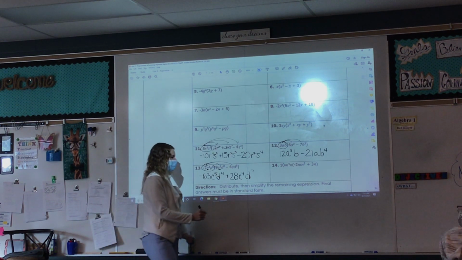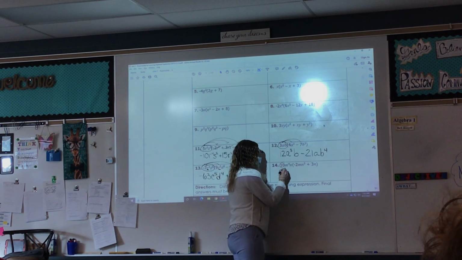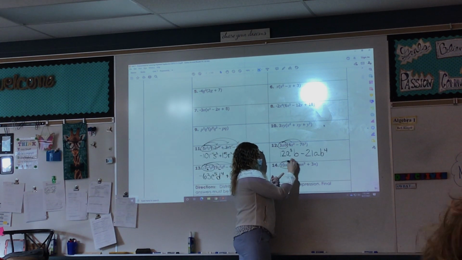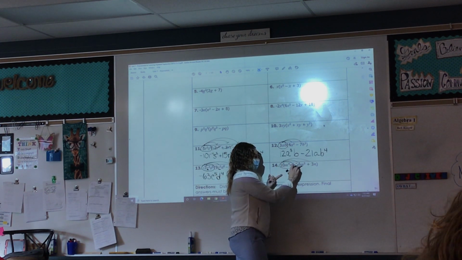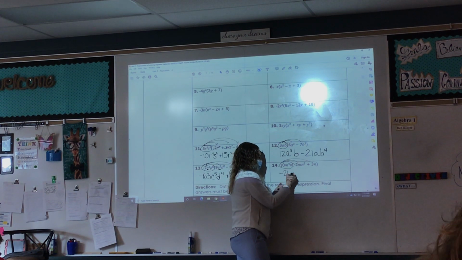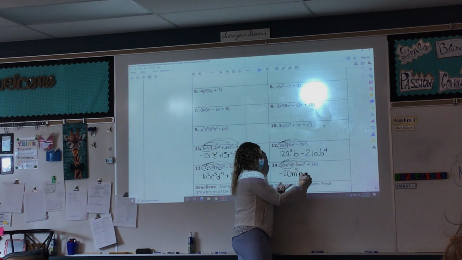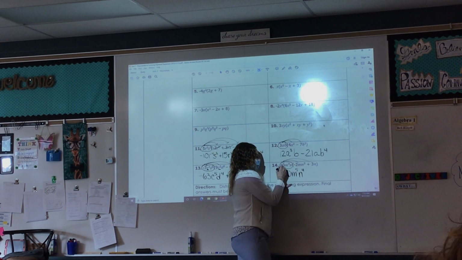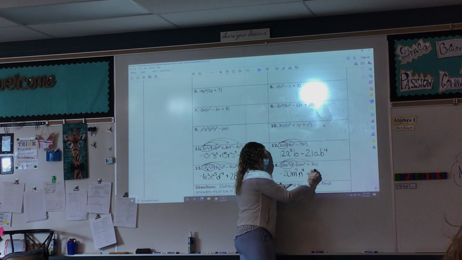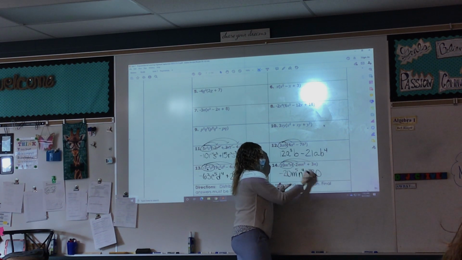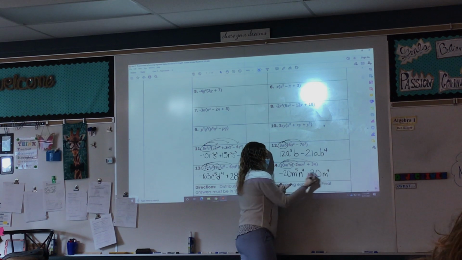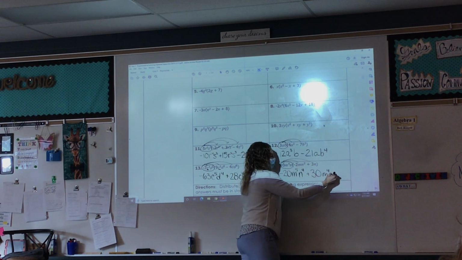One more in this section. All right. Multiply these. We have 10 times negative 2, which is negative 20. M to the fourth times m gives me m to the fifth. N times n to the third gives me n to the fourth. 10 times positive 3 would give me positive 30. We're going to just bring down the m to the fourth, and then n times n gives me n squared.